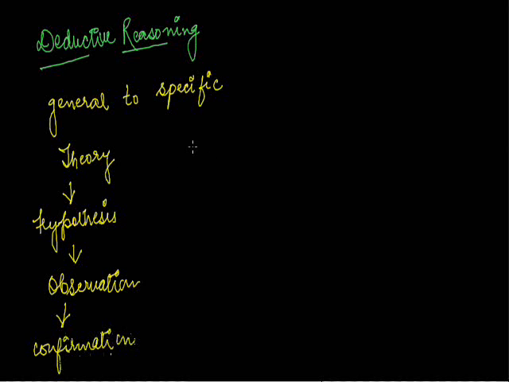So this is a top-down approach. What kind of an approach is it? It is a top-down approach, because we are going from general to specific. First we have theory, then hypothesis, then observation, and finally confirmation. This is called deductive thinking or deductive reasoning.